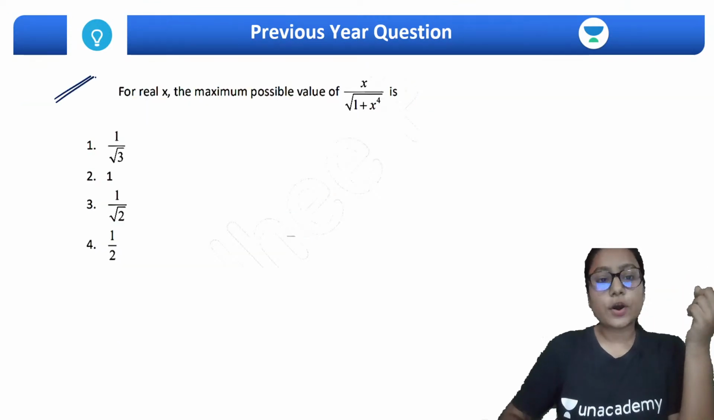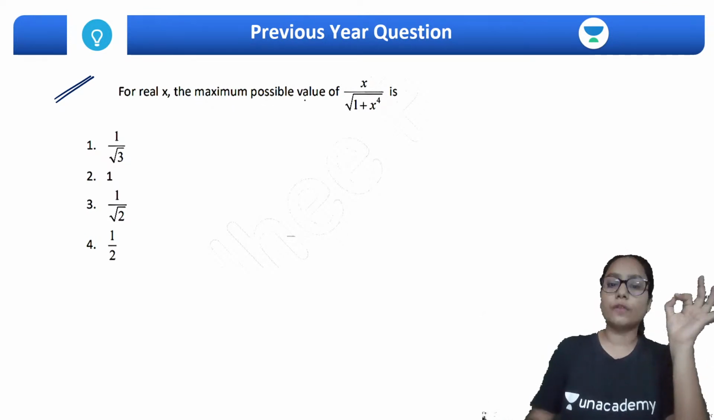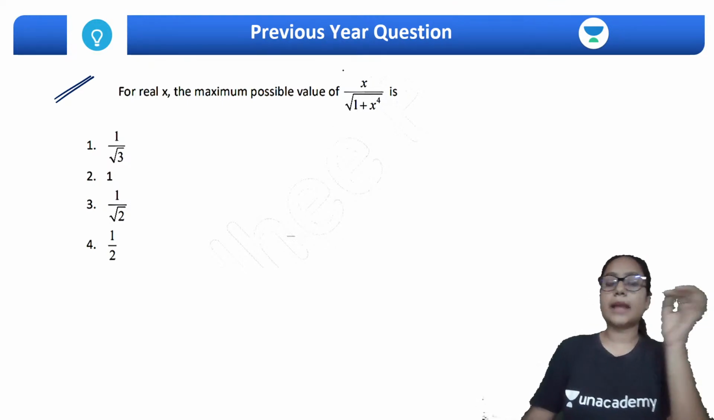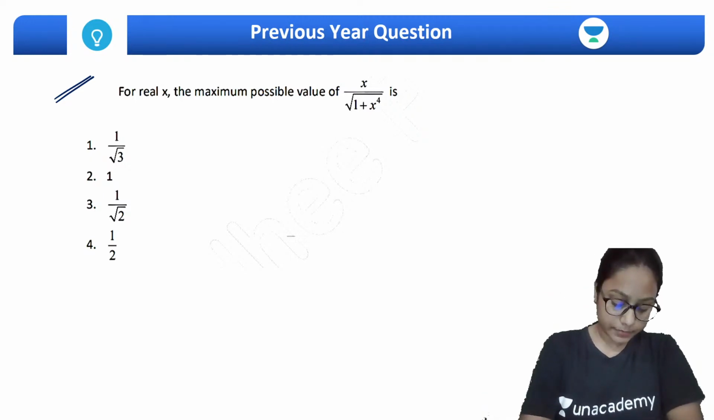So for the real x, find the maximum possible value of x upon under root 1 plus x raised to the power 4. You have to find the maximum value of this expression. Yes, Kabya, you're asking if I should repeat?